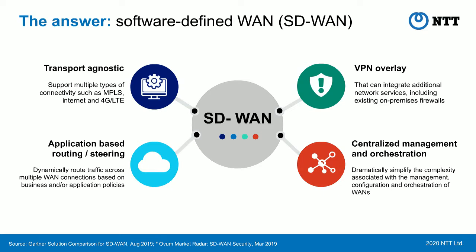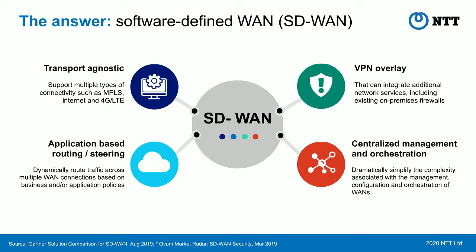Starting in the top left, transport agnostic, meaning, let's use a combination of MPLS plus direct internet, plus 4G, LTE, and really any combination of connectivity you can use, because it's that transport agnosticism, if you will, that addresses the need to get the bandwidth you need at the right price point, right?